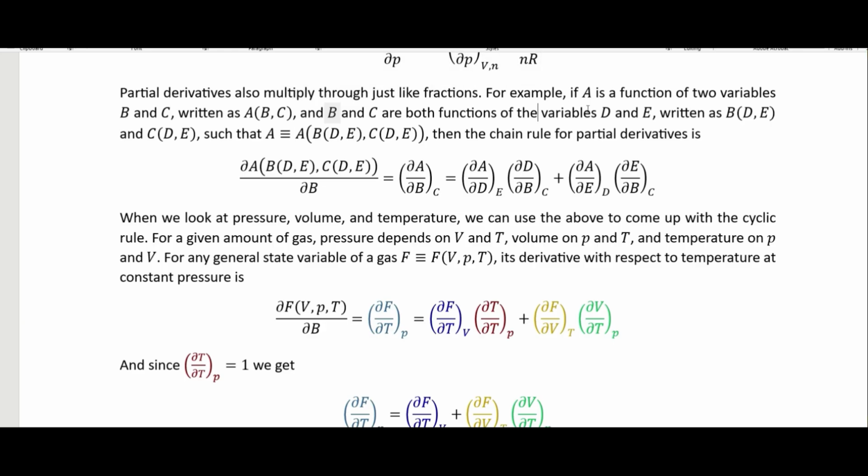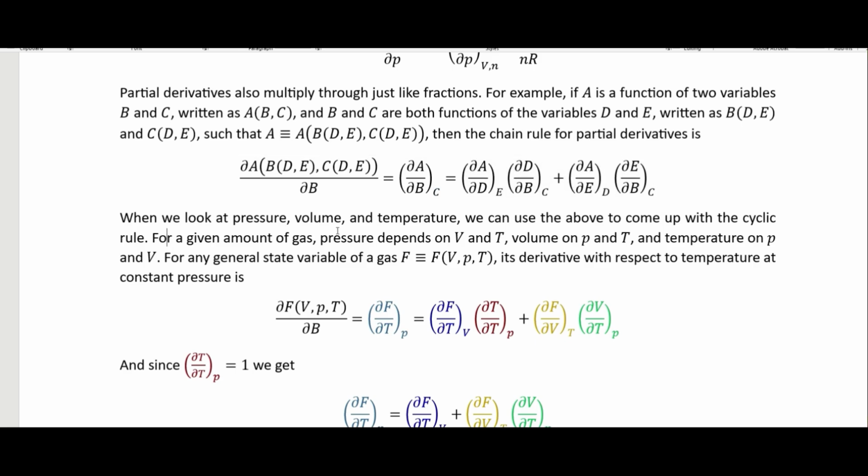So for example, if we have A, which is some function of two variables, B and C, where it can be written in function form like this. So A as a function of B and C, but then B and C are both functions of D and E like this. So what we want to do is take the partial derivative of A with respect to B here. And so what we get is this. So we're holding C constant, and we're taking the partial of A with respect to B. We use what's called the chain rule, and we end up getting this.